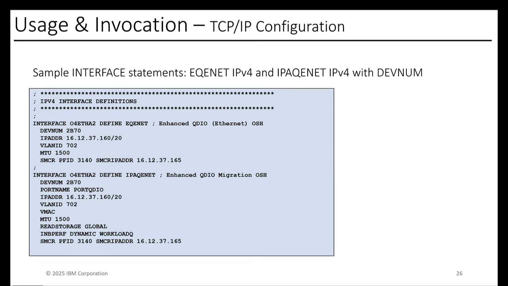And you can see that really the difference is EQENet and IPAQENET, and port name and devnum. That's really the difference. The bottom one I will point out is the migration case. If you deleted the devnum, that's what you have today. The devnum with the combo of the port name, that's the migration case where you can activate it on the new box or the old box, and depending on the environment, it operates differently.